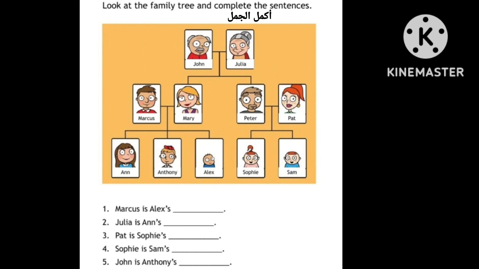Task number 2. Look at the family tree and complete the sentences.